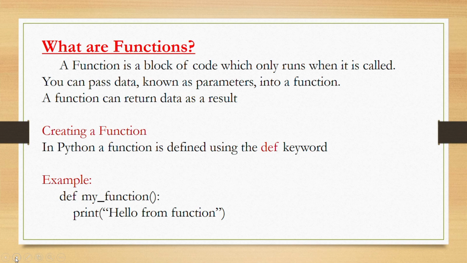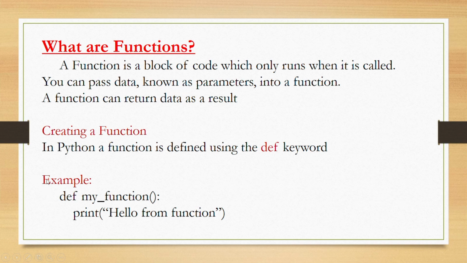Now, how can we create a function? Because we need to know how to create a function, right? In Python, a function is defined using the def keyword. Meaning that if the interpreter encounters this def keyword, it knows that a function is being created, so it knows how to handle it. And it is a special keyword. That is why you cannot name your variables def.